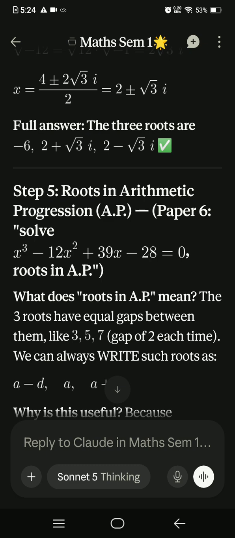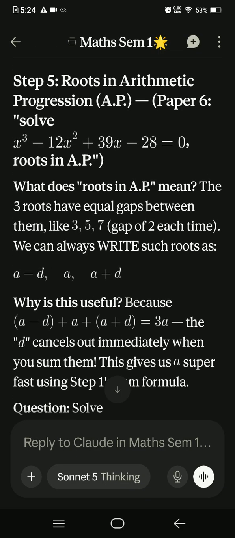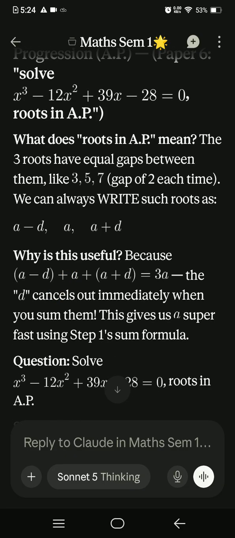So alpha, then alpha plus 1, is it? Anyway, what does roots in AP mean? The 3 roots have equal gaps between them. Not like consecutive numbers, but equal gaps, like 3, 5, 7, gaps of 2 each. We can always write such roots as a minus d, a, and a plus d. Nice. So why is this useful?